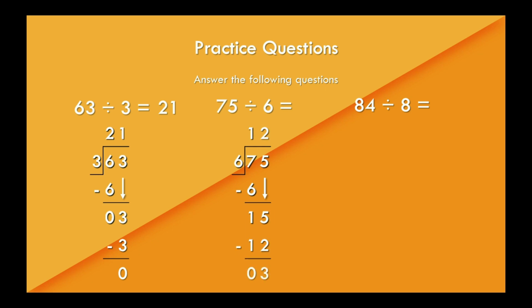And this leaves us with a final answer of 12 remainder 3, or 12 3 over 6, which can be simplified as 12 and a half. But we'll talk about that in another video.